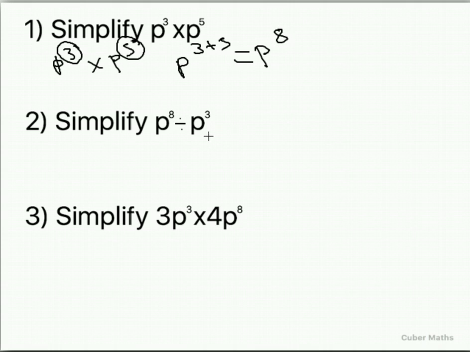Now when we do division, it's pretty similar. We want to get p to the power of 8 divided by p to the power of 3 in the form of just 1p like up here. So instead of adding like we did with our multiply, we're just going to take them away from each other. So what we've got is p to the power of 8 minus 3, which is equal to p to the power of 5.